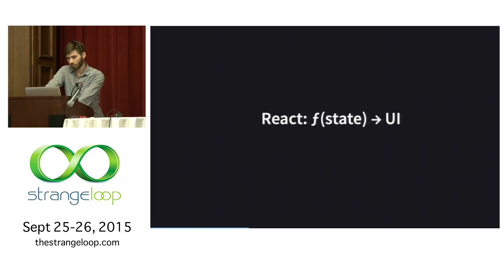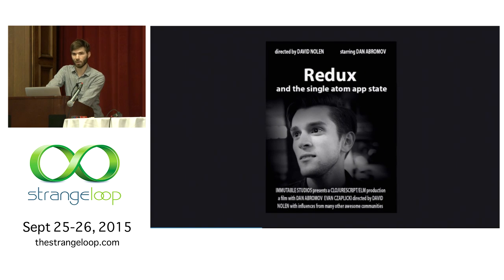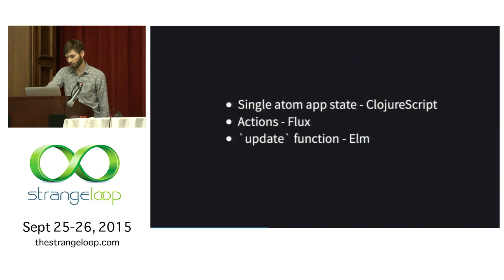And the second piece is a library called Redux, which actually implements the single atom app state. It was started by Dan Abramov, but it's a collection of ideas from a bunch of other languages. It's a really great library because it allows us to have the single atom app state and a common method for updating it. It takes ideas from many other places, such as the single atom app state from ClojureScript. ClojureScript was really the initial language that pioneered this. Actions from Flux represent changes in the app state. So you fire an action, and that represents a change.